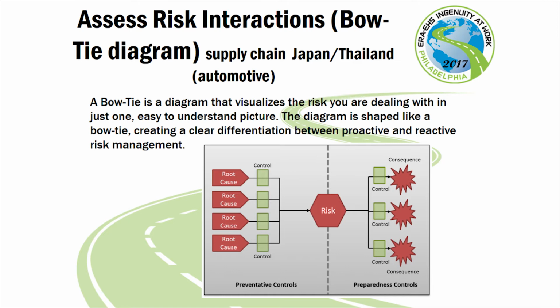So a bow tie diagram is visualizing risk. On the left-hand side, we have what we call the root cause and preventative controls. Over to the right is the consequence. When there's a consequence, there has to be a control for that consequence, right? We call those the preparedness controls. So how prepared are you if an event happens? And in the center of the bow tie is the risk. So it's a pretty complex interaction, but you have to take into account the root cause versus the consequence. It's a big picture, basically.